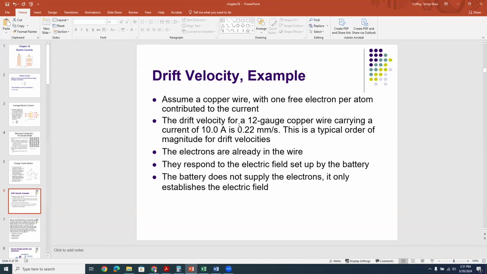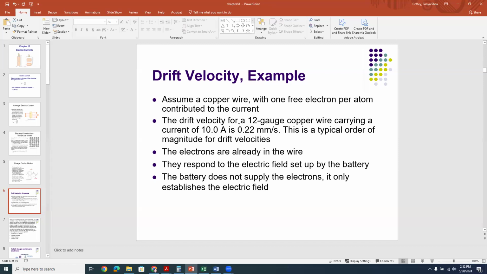So, you know, a quarter of a millimeter per second is how fast these electrons are drifting along. And this millimeters per second, or a fraction of a millimeter per second, is a typical order of magnitude for drift velocities. Now, it's important to understand, a lot of students have the conception that you have a battery and then ultimately all the charge comes from the battery that's flowing in the current.